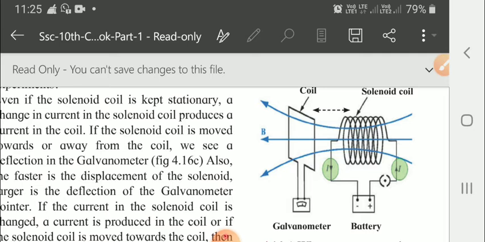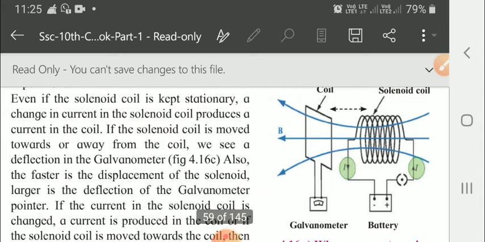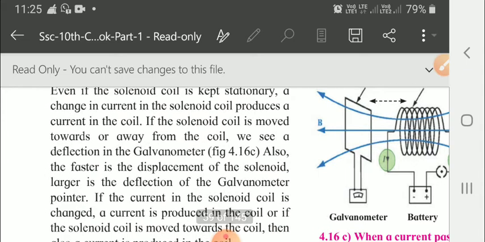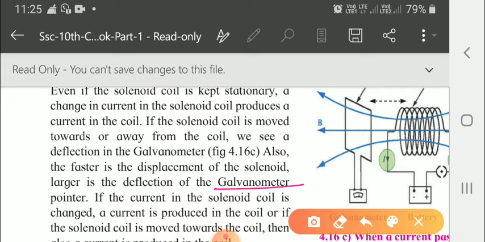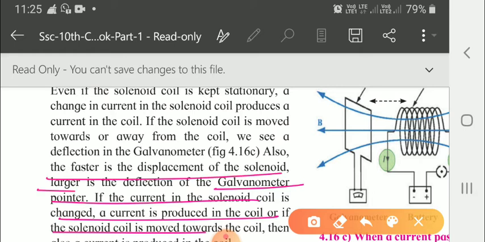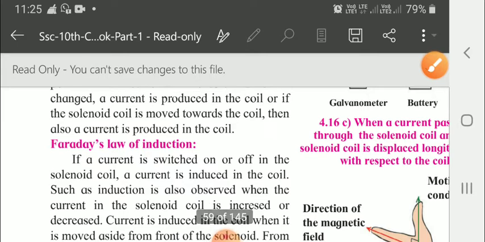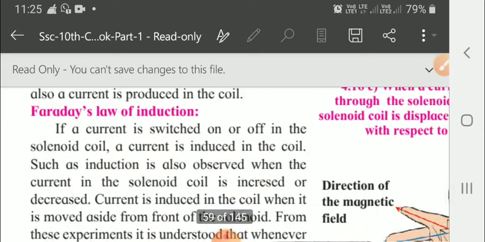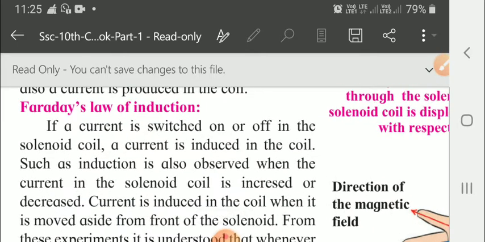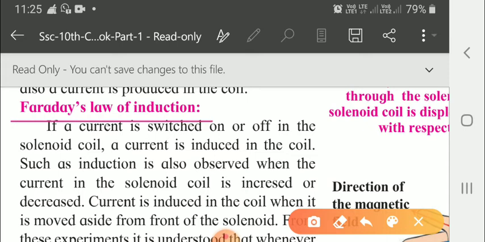So this point you have to underline, this is an important point. Now children, we'll see Faraday's law of induction. This point we are going to see.